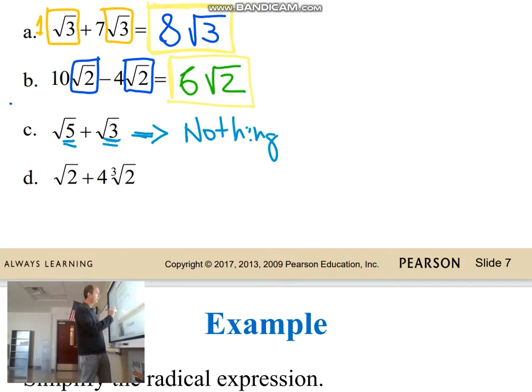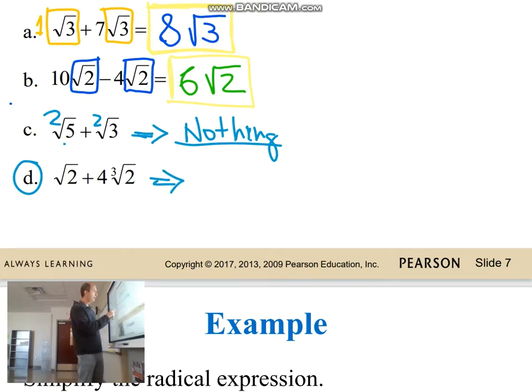Let's find out now an example, letter b, if we can do anything. Check this out, they have different radicands, right? They have the same index. The index is 2, because we're talking here about square roots. So the index is 2, but the radicands are different. There's nothing you can do, we cannot combine.